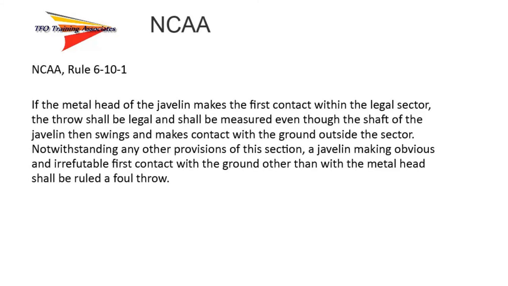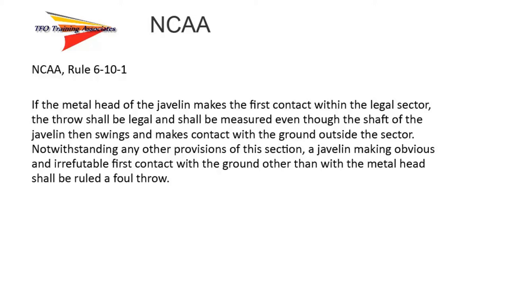Let's take a look at the applicable rules for each jurisdiction that addresses how the javelin must land. We will begin with the NCAA, Rule 610-1. The rule reads, if the metal head of the javelin makes the first contact within the legal sector, the throw shall be legal and shall be measured even though the shaft of the javelin then swings and makes contact with the ground outside the sector.